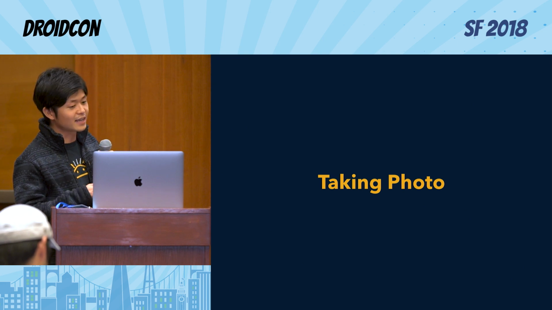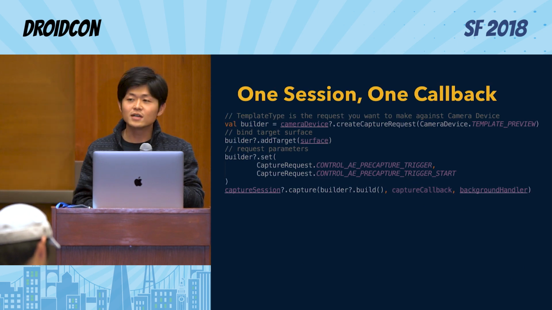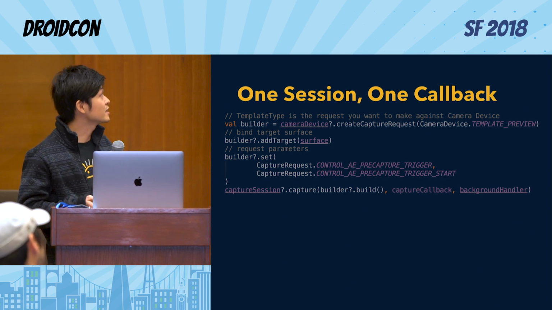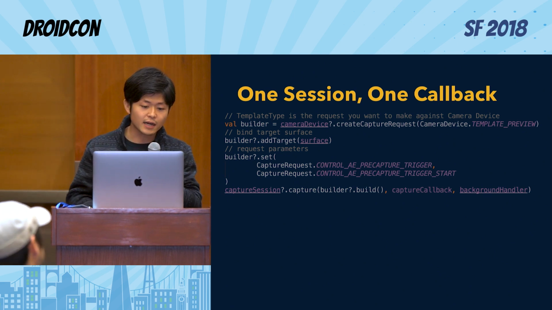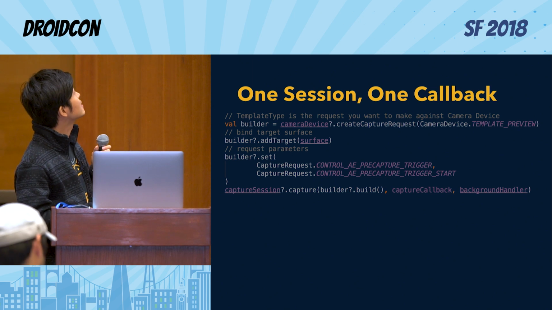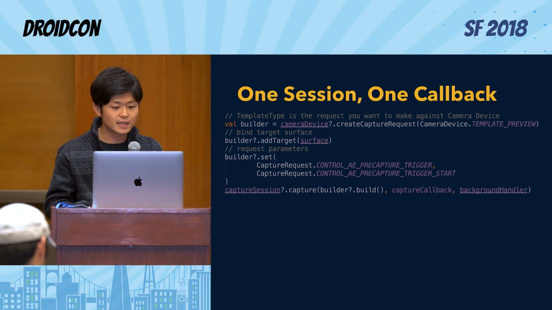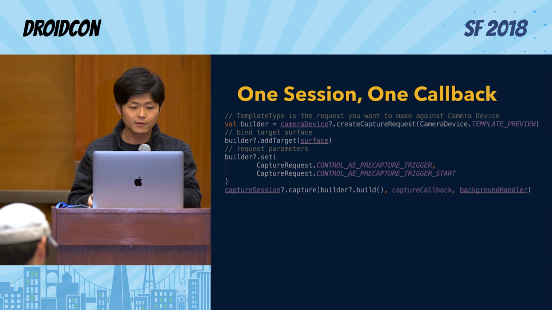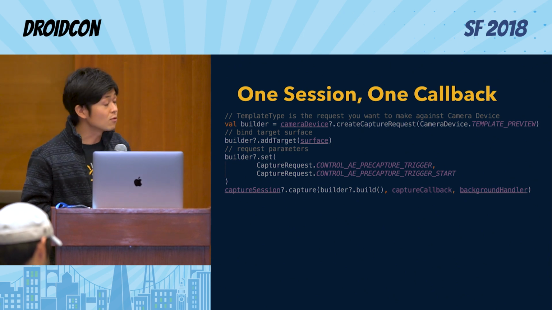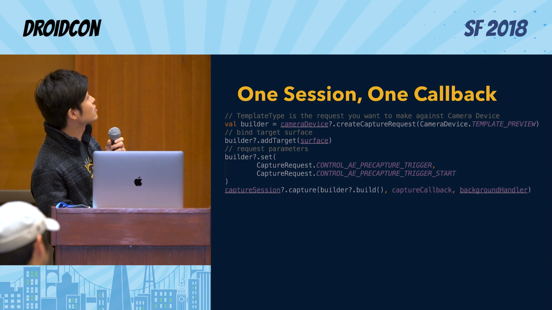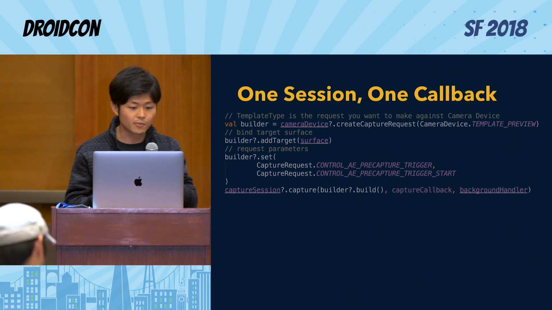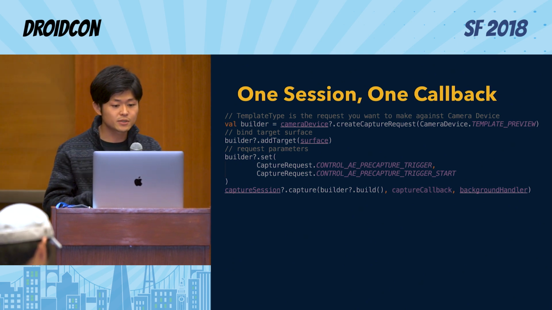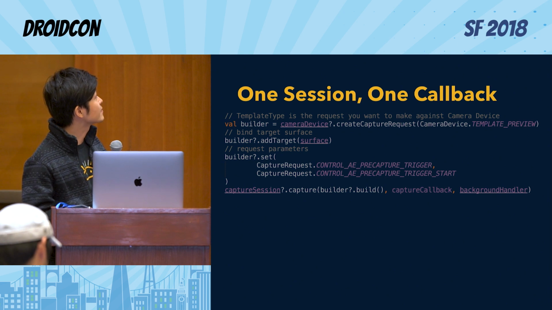Now the next step is taking a photo. Taking a photo is slightly simpler than the previous step because there's only one session and one callback. Let's look at the code. First, we create a capture request from the camera device. And then we bind the surface that we want to get the result from and the request parameters. In this example, I want to get auto exposure, so I'm adding CONTROL_AE_PRECAPTURE_TRIGGER_START as a parameter. And then we call captureSession.capture to trigger the request.